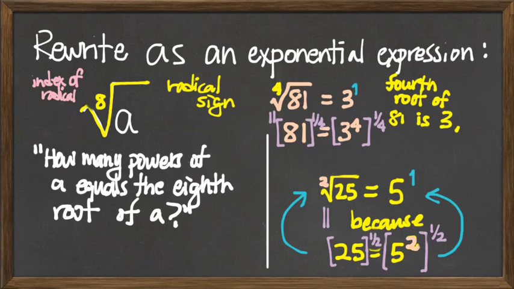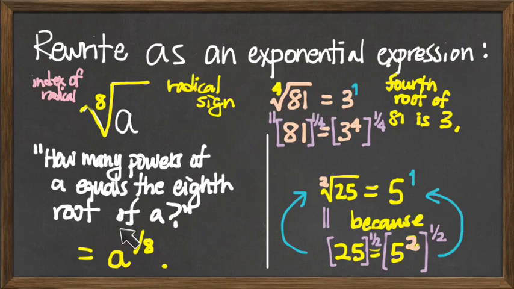So how do we finish our original problem? The 8th root of a is going to be the same as a to what power? 1/8. Done. A to the power 1/8. That's all there is to it. So we call this converting between the radical form of an expression and the exponential form of that expression. And these two mean exactly the same thing.